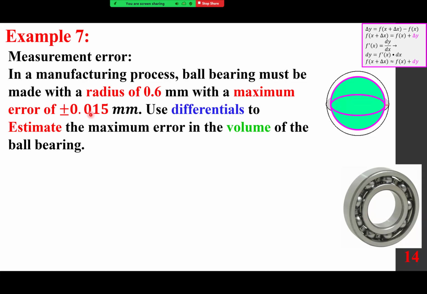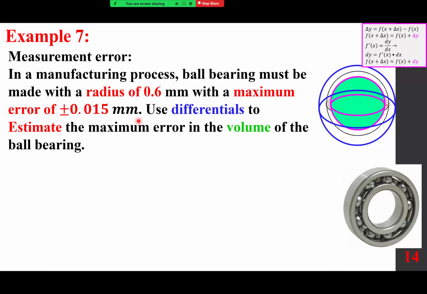If it's larger by this much, plus 0.015, the radius becomes 0.615 millimeters, which makes the sphere larger and it still works, no problem. But if it's larger than that, it won't work, probably it gets stuck. So the given is that r is 0.6, and dr, or delta r, is plus or minus 0.015 millimeters. And we should know the volume formula with r cubed.